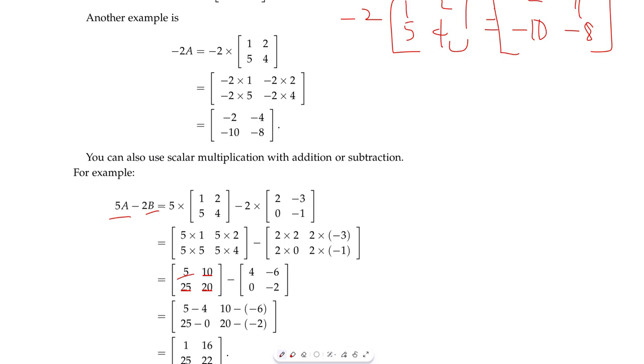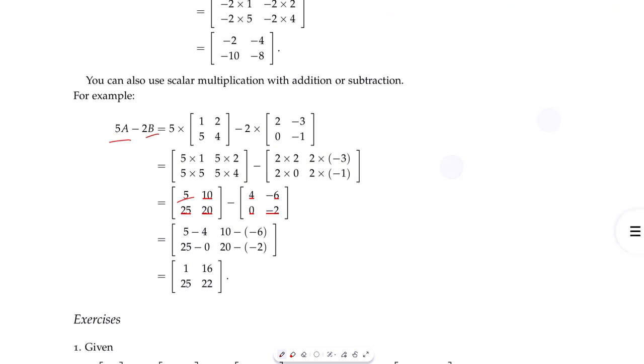And then for your B, minus 2 times 2. You can see we drop the minus first. We do not do anything with the sign there first. You just use the number. So 2 times 2, 4; 2 times minus 3, minus 6; 2 times 0, 0; 2 times minus 1, minus 2. Are you seeing that now?